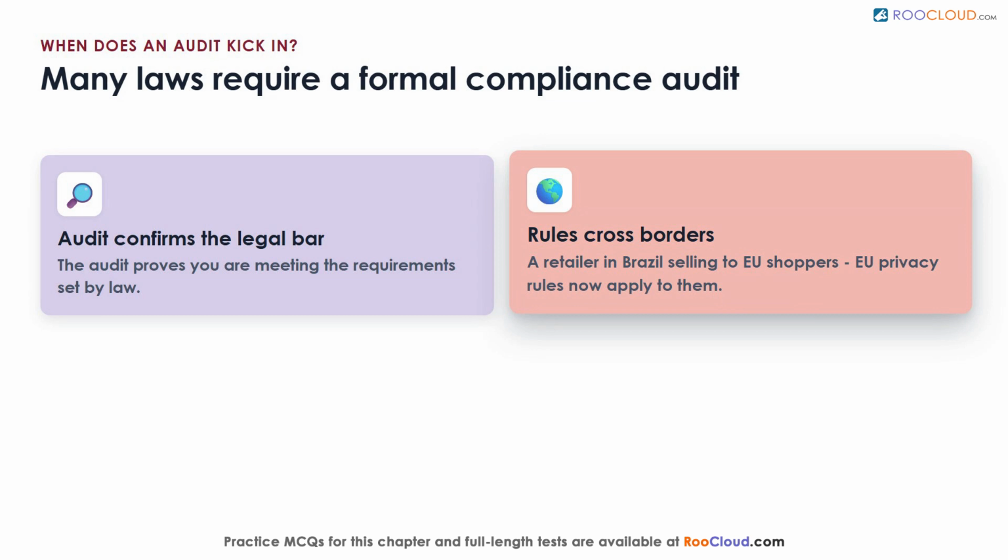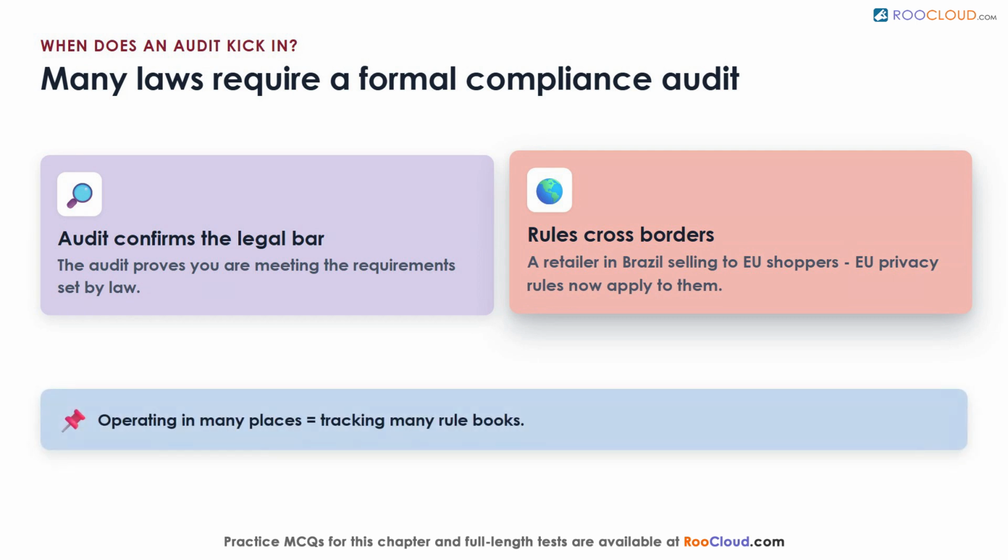Imagine a small retailer based in Brazil. It sells to shoppers living in Europe. European privacy rules now apply to that retailer. So operating in many places means tracking many rulebooks.